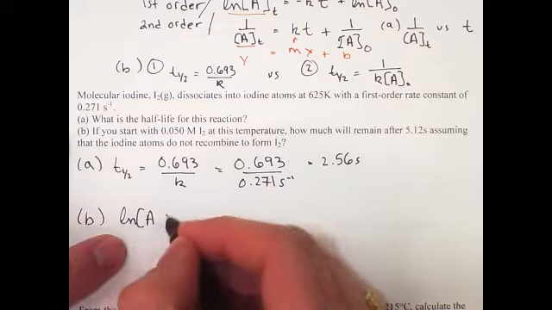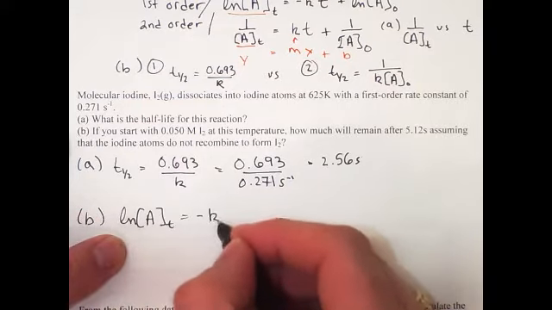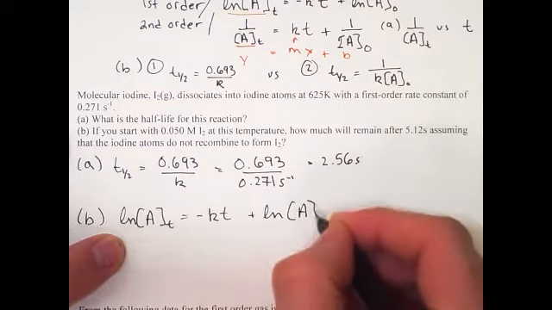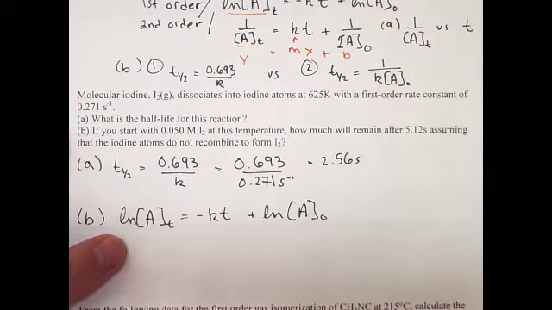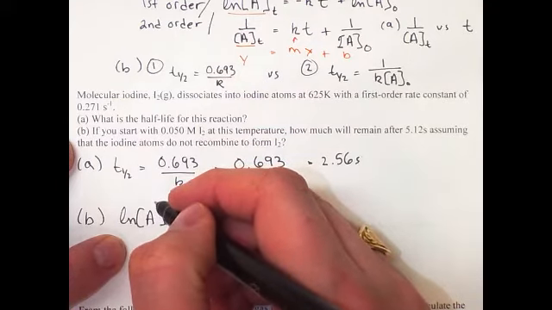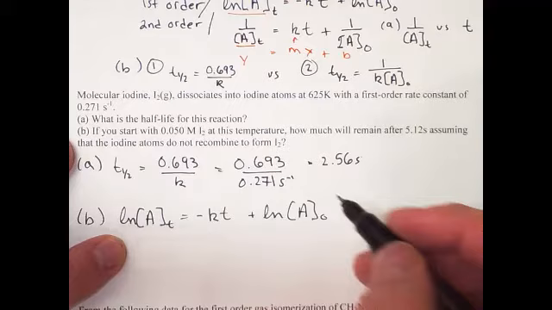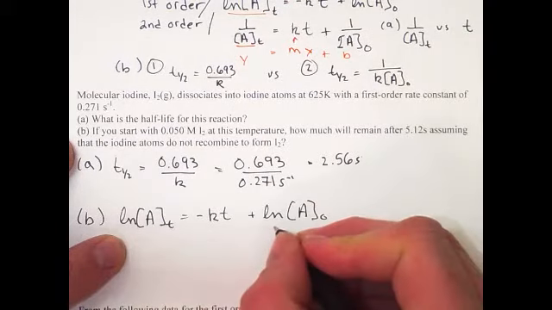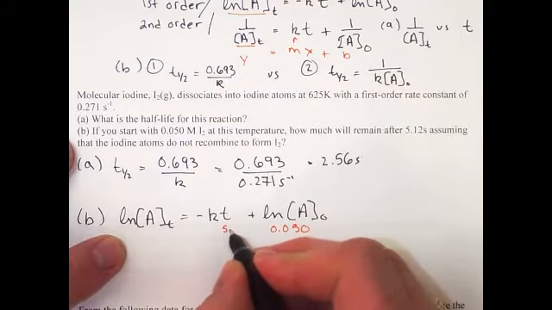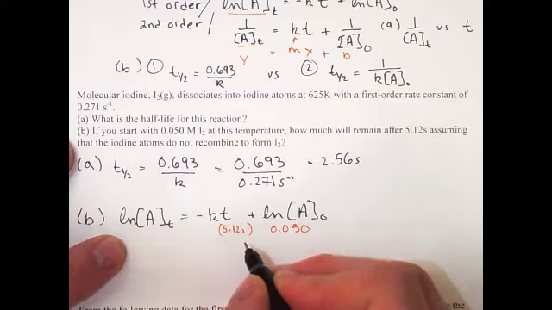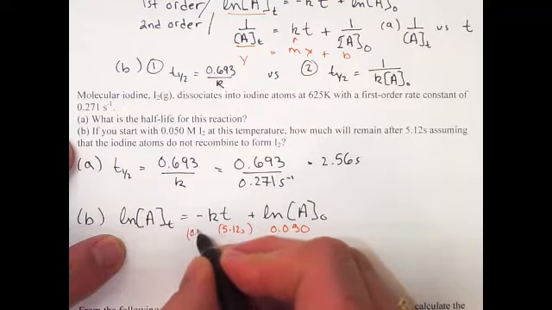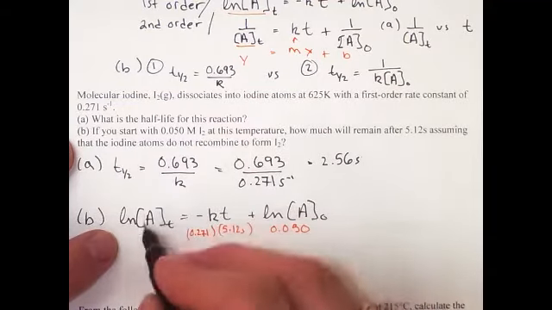So we're going to use the integrated rate law, because if it's not a perfect number, then you would probably want to know how to do that. So I want to know this particular form. I know what A0 is, so my initial is 0.050. I know that my time is 5.12 seconds. I know that my rate constant is 0.271, and that's what I'm trying to solve.